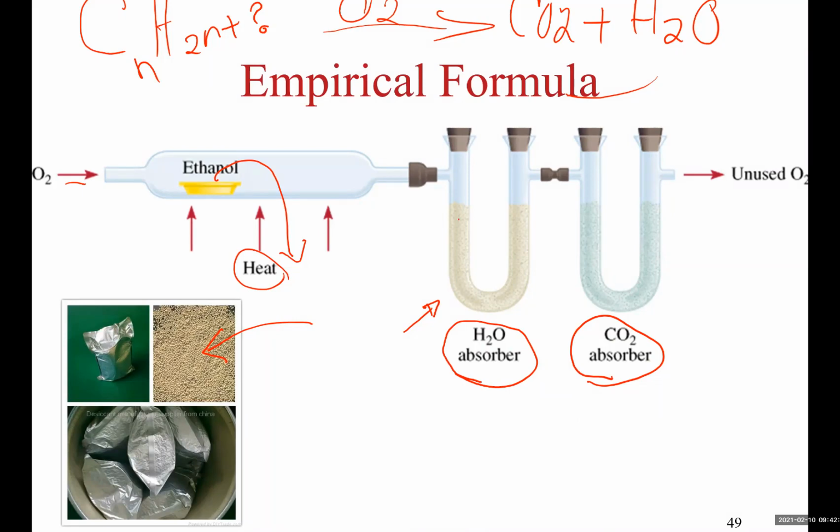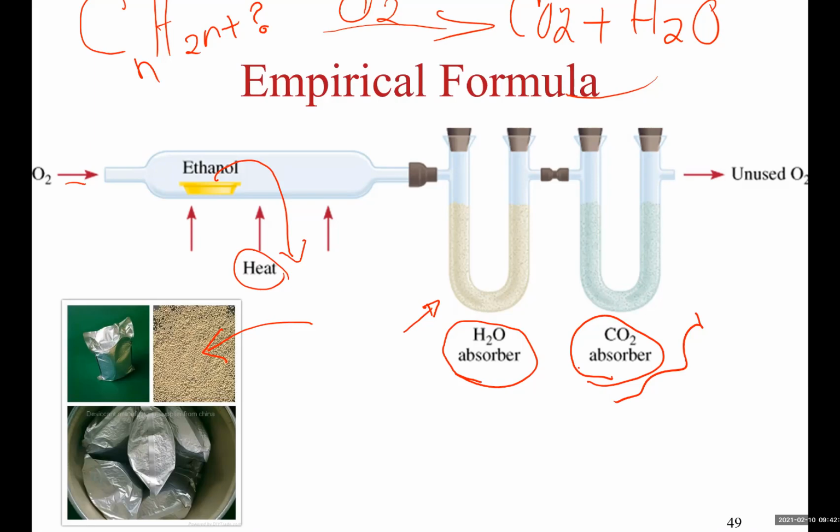So when water goes through this, it's absorbed by the moisture absorbers, and the weight is changed. If I measure the mass of this trap before and after, then I know how much water was produced from combustion. I can do the same thing with the CO2 trap. I can measure the mass before combustion and after combustion, and I know how much CO2 was absorbed.